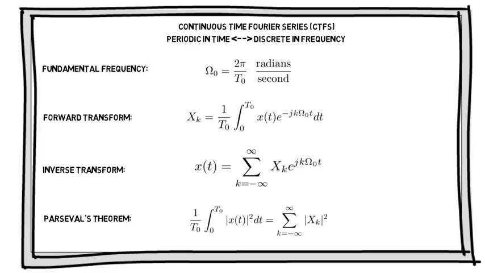So for example, we can integrate from 0 to t0 and then divide by t0, or we could integrate from negative t0 over 2 to t0 over 2 and divide by t0. And that gives us the power of the signal in the time domain. And what Parseval showed was that that's the same as the power in the frequency domain. If we take the magnitude squared of the Fourier series coefficients and add them over all k, we get the total power in the frequency domain, which is the same as the power in the time domain.